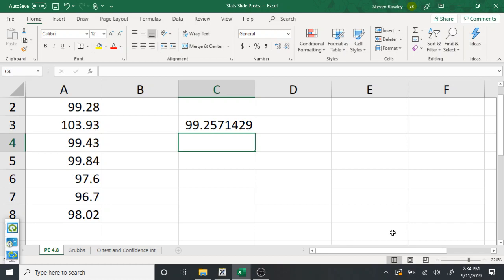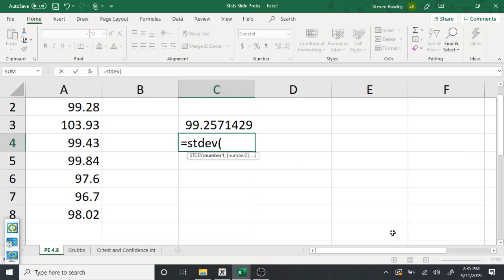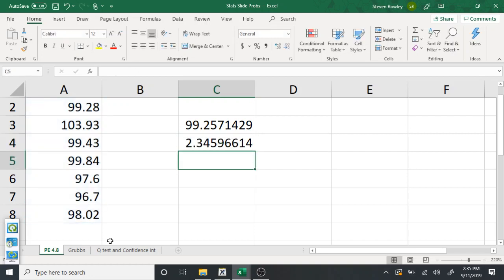Now what if I want to calculate a standard deviation? Don't I need to do that as well? Very easy in Excel. Equals STDEV. Open parentheses, and then I can select the same data. So that's a pretty large standard deviation, and that's going to affect how I calculate t-values.